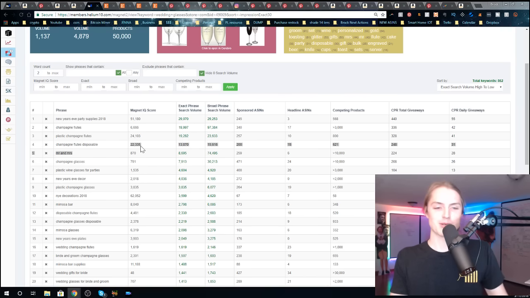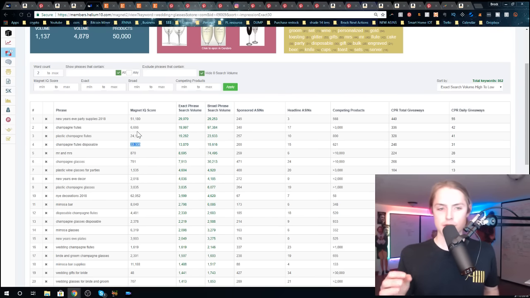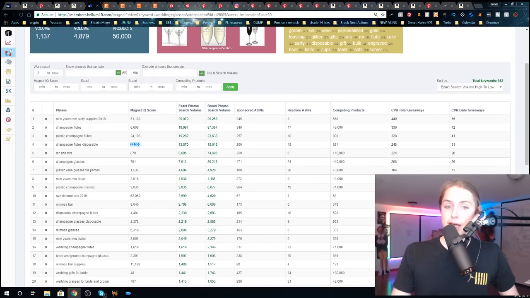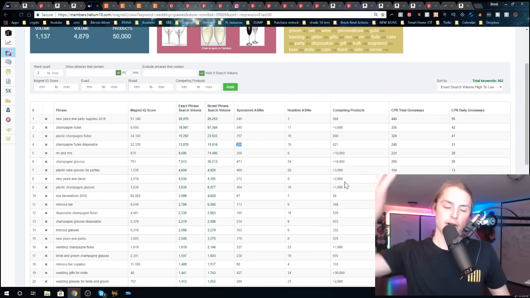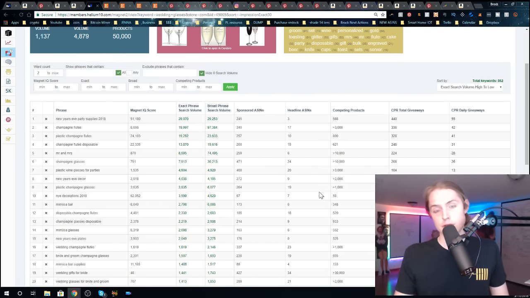So I'll answer that person's question now. This Magnet IQ score gives it a number based off of the amount of exact phrase searches versus how many products are being advertised on it. If there's a lot of searches and not many products being advertised, it's high. So that just means it's generally relatively good.